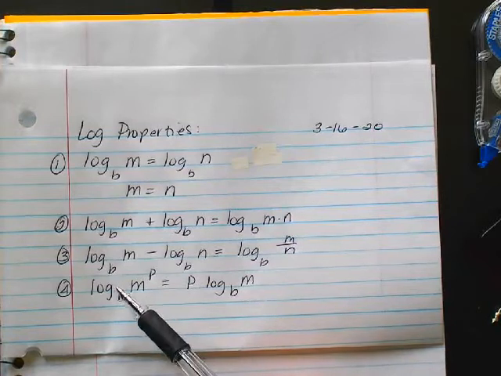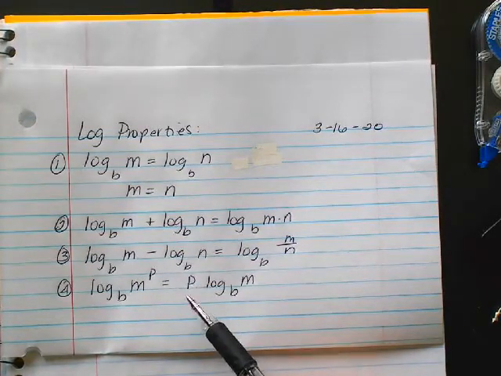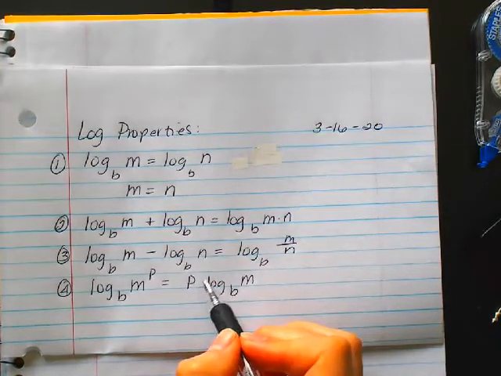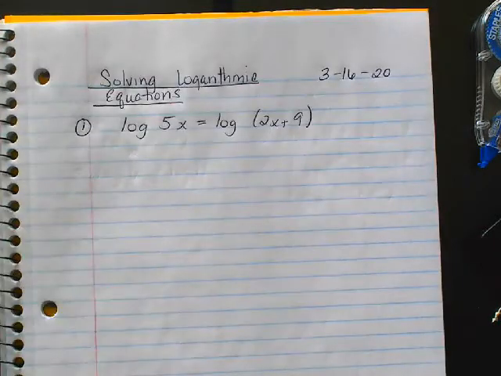And then log base b of m to the p power, that p gets pulled out front and becomes a coefficient, and in other words, you're multiplying those two terms together. Okay, so these are the four logarithm properties. You use them to either expand or condense. Today we're going to be using them to solve logarithmic equations.